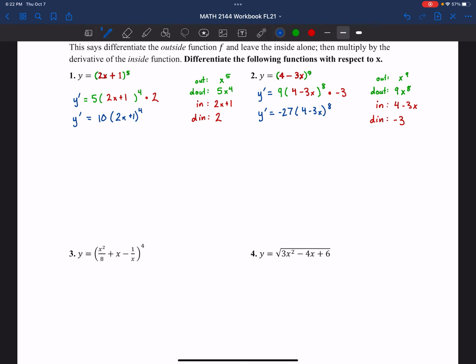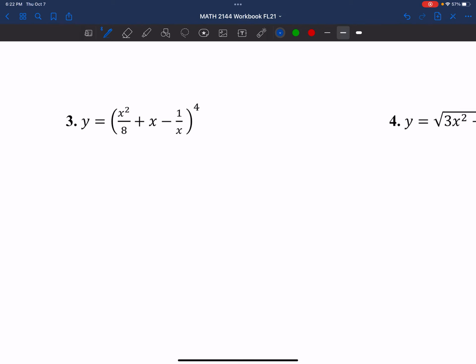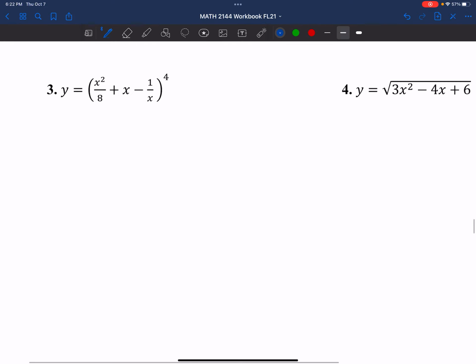In number 3, we're going to introduce something a little bit more complicated in terms of the inner function, but these should all be familiar based off of what we already know from section 3.3. My recommendation when you're given things like this fraction or a rational function is to take one step and do a quick bit of algebra to put this in a form where you could more readily apply the derivative. So this is the constant multiple rule, so that's 1/8 times x squared plus x minus x to the minus 1, all raised to the 4th power.